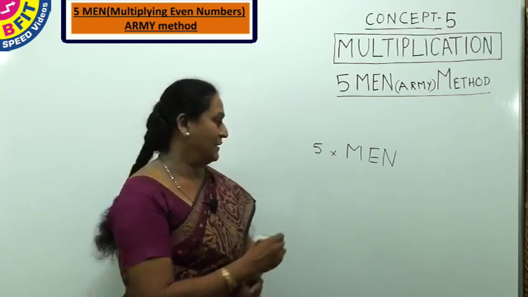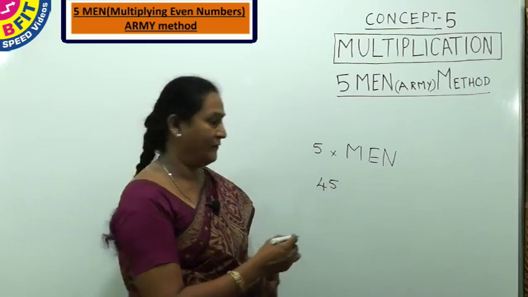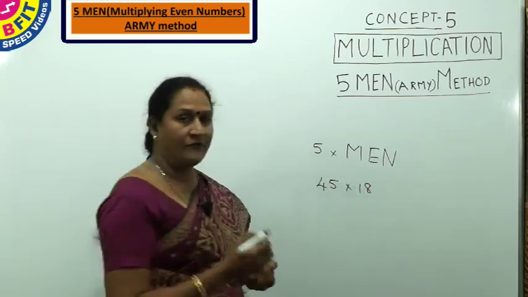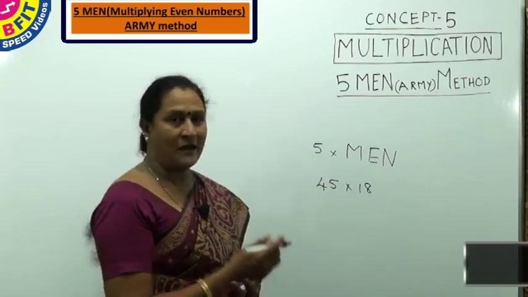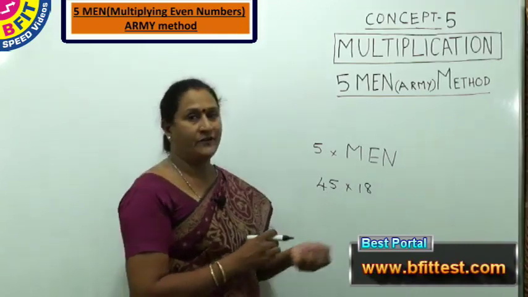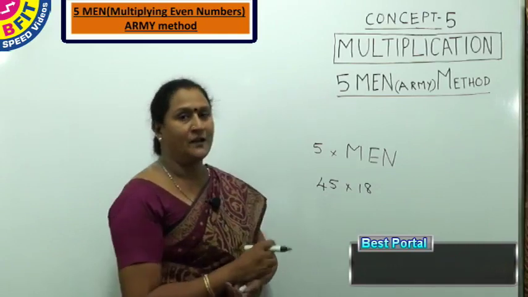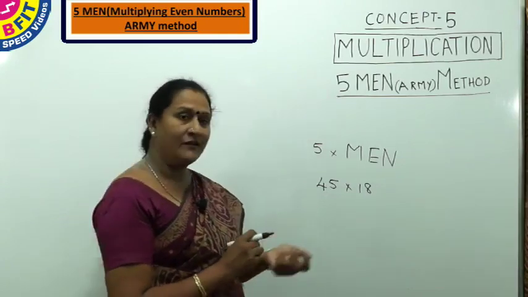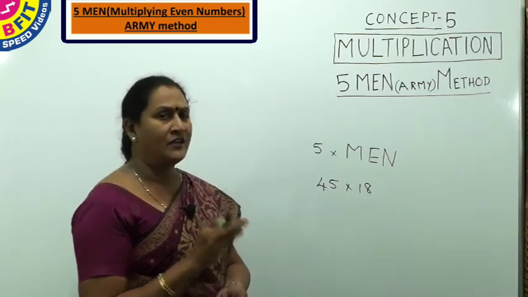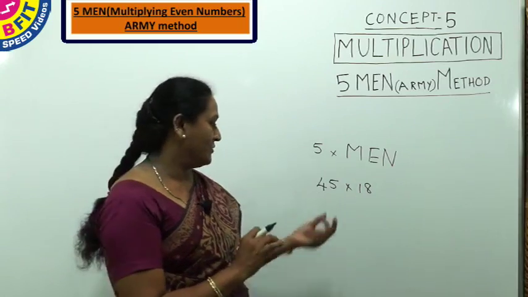Say for example, you are multiplying 45 with 18. Normally we'll multiply 45 with 18 and get the answer. Now we'll see how to split the numbers and make our working easier. Here the number ends with 5, so 5 with any even number will end with 0.